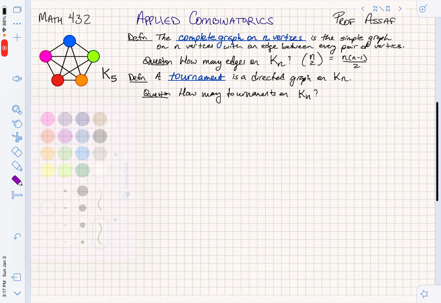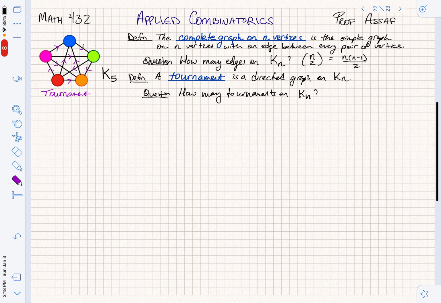Let's maybe pick purple, and let's take each of these n choose 2 edges. So there are 10 edges on this graph, and we'll choose a direction for each one. That's a tournament. So here we can choose this direction, and maybe we'll choose this direction. Up, up, over, over, over, up, over, down. All right, I've put 10 arrows onto this graph. So I've directed all the edges, and now this is an example of a tournament.